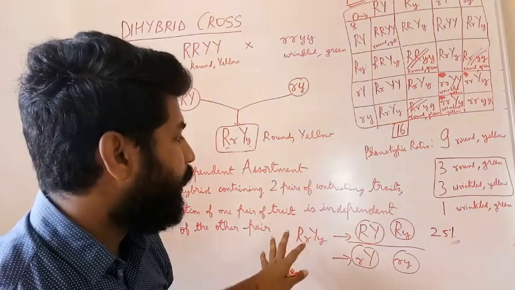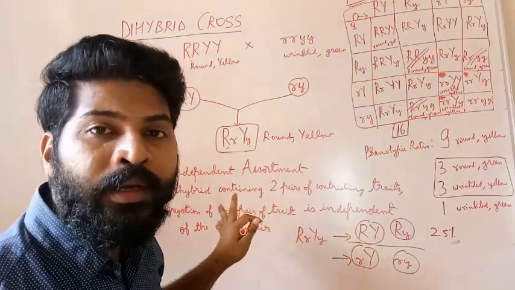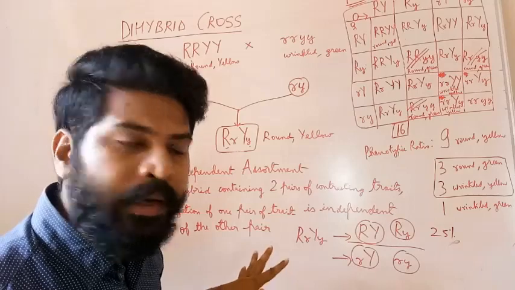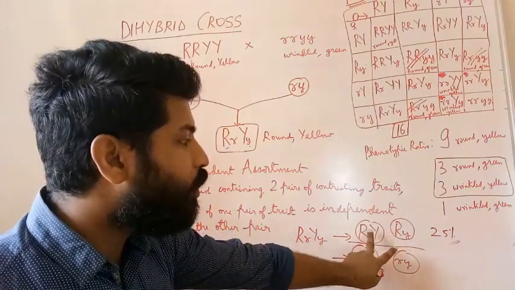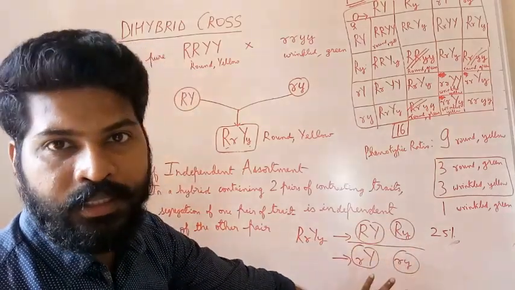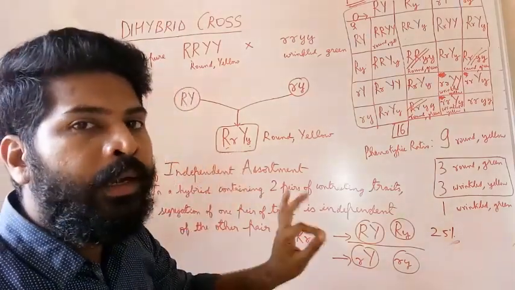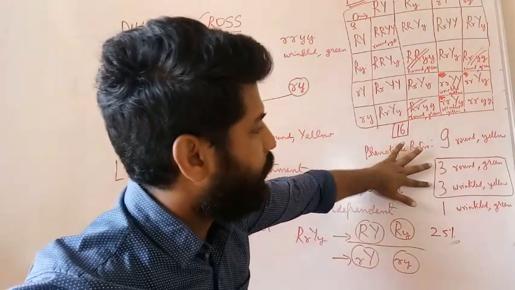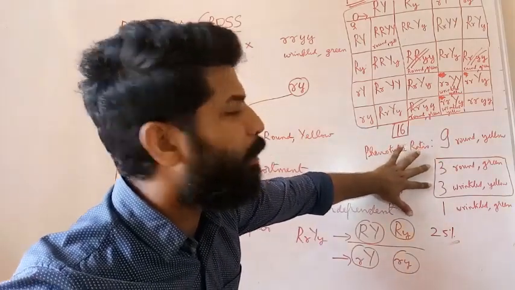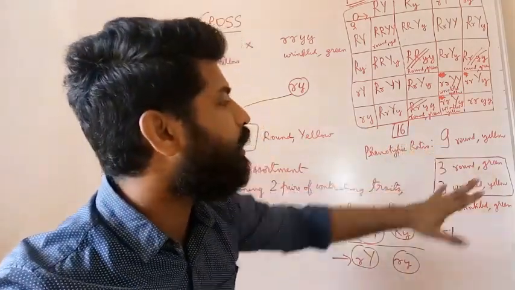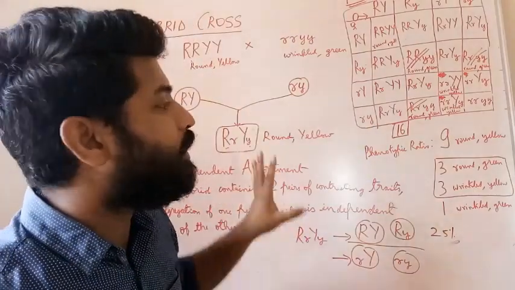So if the movement was not independent, then we will not get equal distribution of alleles. That is the law of independent assortment, and it is because of this independent movement that we see the two new combinations, round green and wrinkled yellow, which were not at all seen before.